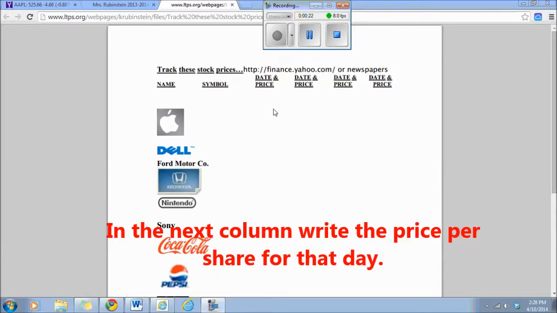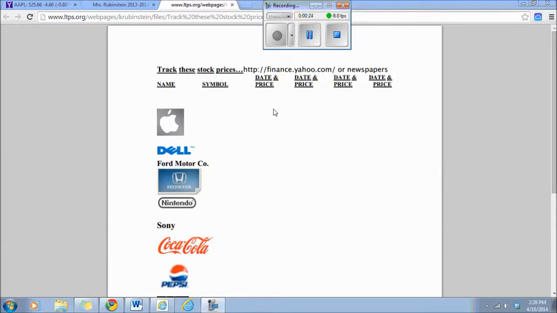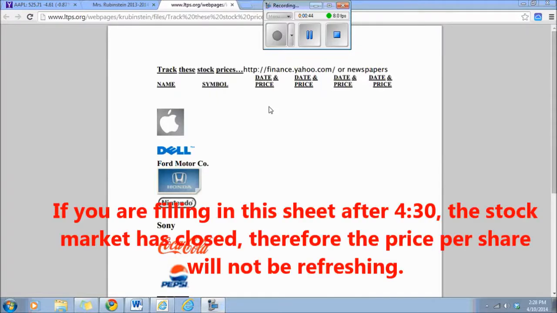Yahoo Finance. Now, if you're doing this in the evening, you would notice that the prices aren't changing because the stock market is closed. It closed at 4:30 in the afternoon. It opens at 9:30 when the bells ring, and then it closes at 4:30. So chances are your stock prices will not be fluctuating, going up and down live.